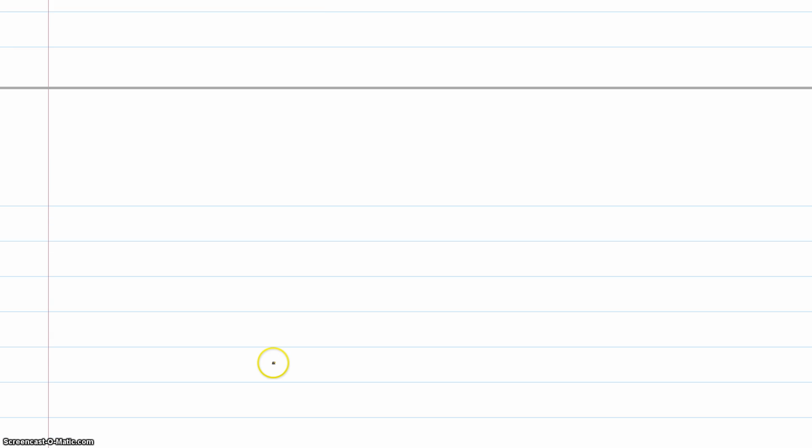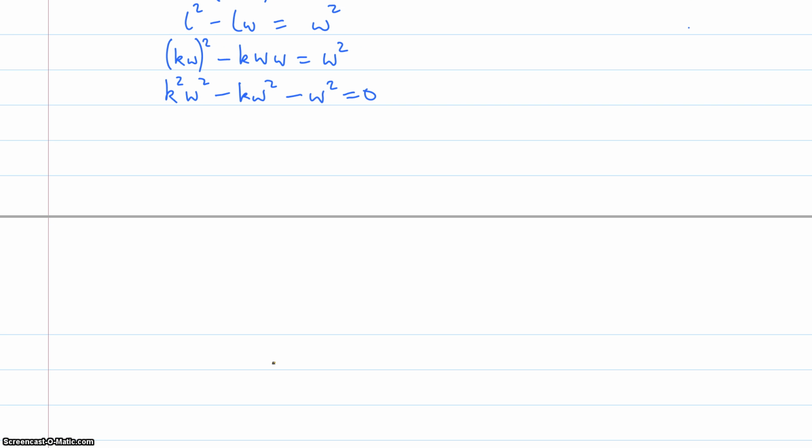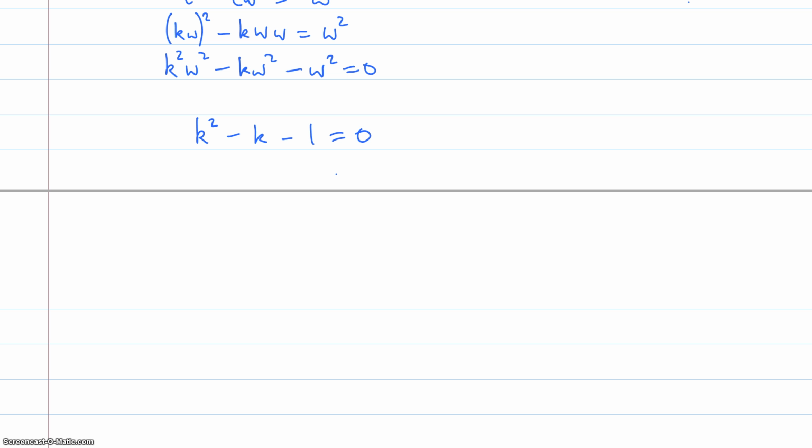Now, where do I go? Here we are. Because W squared exists in all of these terms, I can actually divide everything by W squared, which means I'm left with K squared minus K minus 1 equals 0. And this is where the beautiful golden ratio comes in. I'm going to find the value of K. So again, I'm going to find the ratio that will give me this golden rectangle that works and is visually appealing and beautiful and all that sort of stuff.